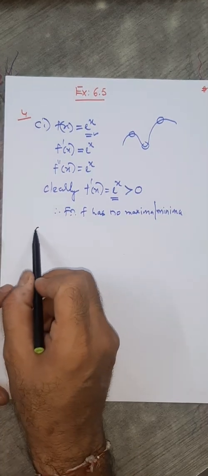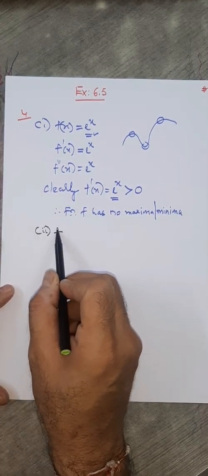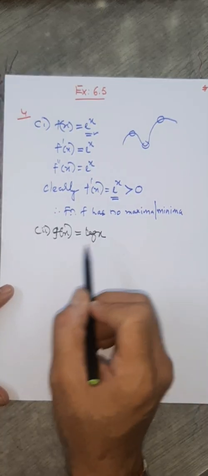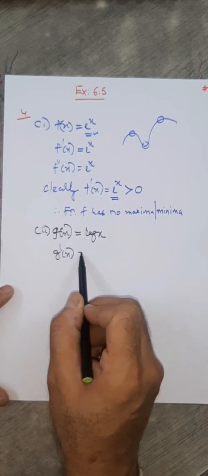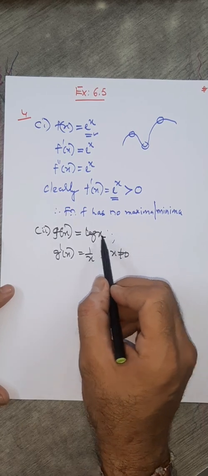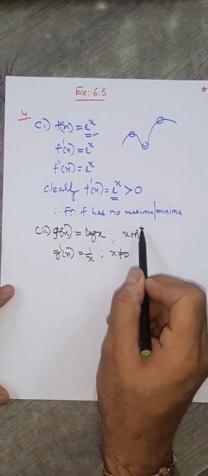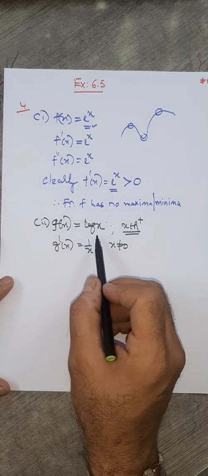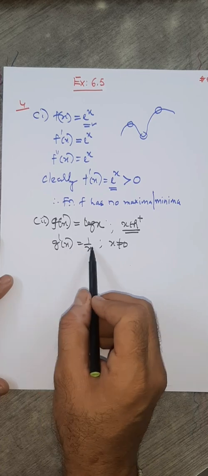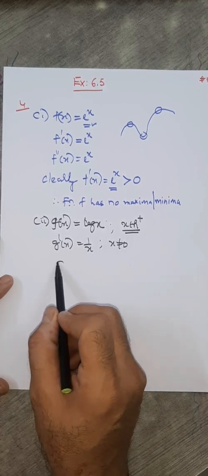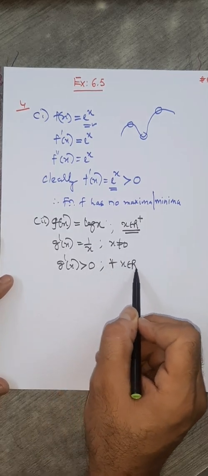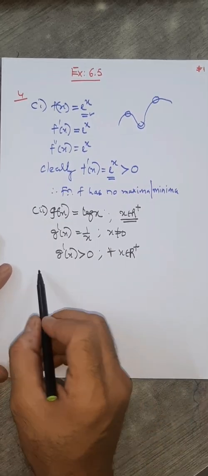Okay. Second question, g of x equals log x. What is g dash x? You know, 1 upon x, where x should be positive. And the domain is understood here. The domain of the log function is always R plus. You know it, right? In the proper domain, it should be R plus. So here, this being positive, g dash x is always greater than 0 for every x in the domain, R plus, positive real numbers. What's the meaning of this?